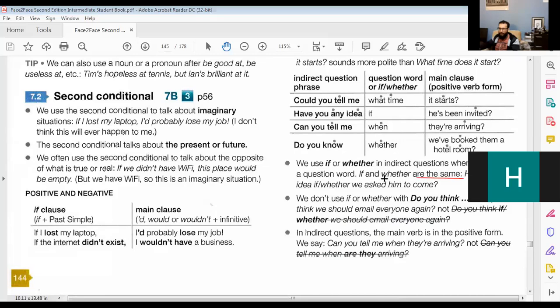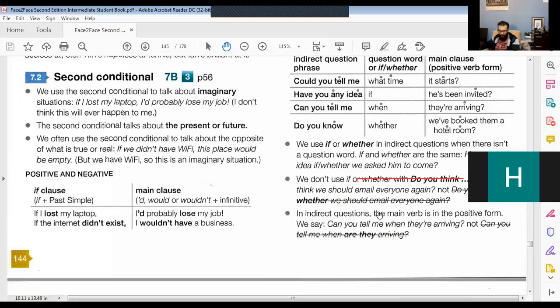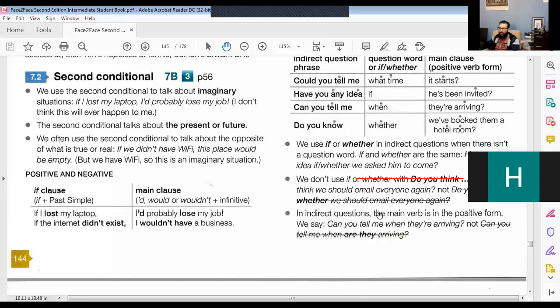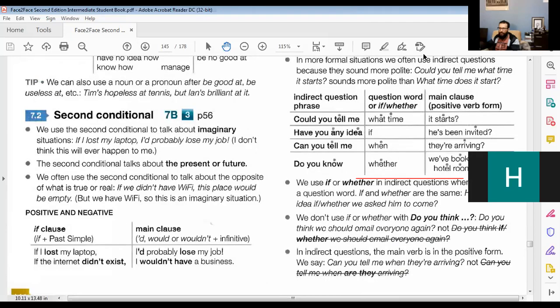Are they the same or are they different? The same. That's it. They are the same. If you're using them in indirect questions, their meaning will be the same. So there's no difference. Let's see if we have any other tips. That's it. All right, so that's it. There's nothing else to talk about here.